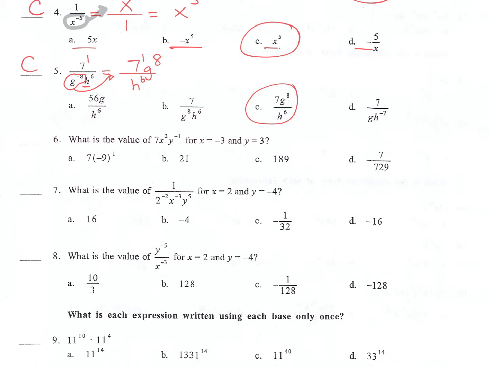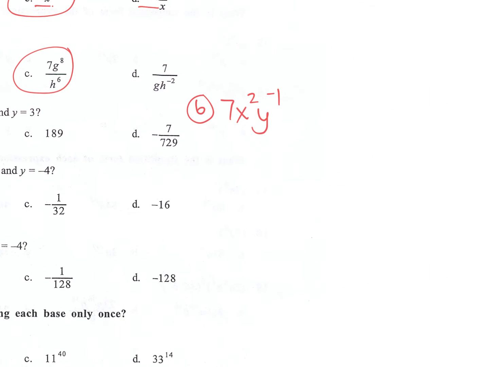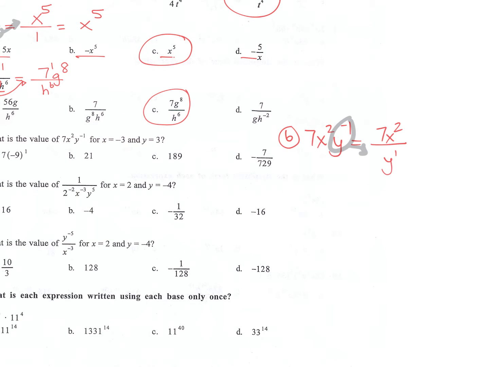They give me numbers to plug in for x and y. So I'm going to move off to the side just so I have a bit more room. For number 6, my expression is 7x squared y to the negative 1. And the first thing that I taught you guys is to get rid of the negative exponent. So y to the negative 1, I'm going to send that down to the bottom. And I'm going to keep 7x squared where they are because they don't have negative exponents. Now that I've rewritten it, I got rid of all my negative exponents. Now I'm going to plug in the values. It says x is negative 3, so I'll put a negative 3 there. And it says y is 3, so we'll put a 3 down there.